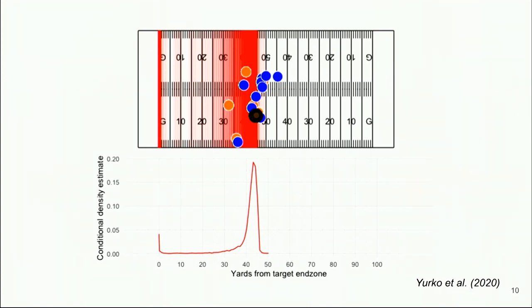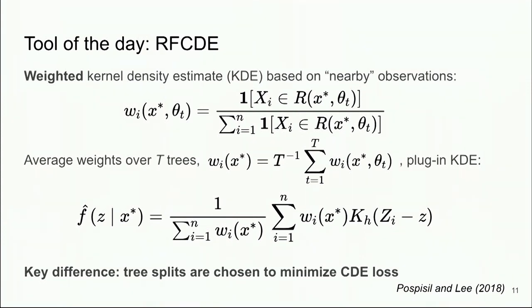All right, so a full distribution estimate, each yard line has a value associated with it. And then I can integrate over these density estimates to get my expected value, my expected within-play value at that particular moment of time. So the tool of the day, all right, is RFCDE.